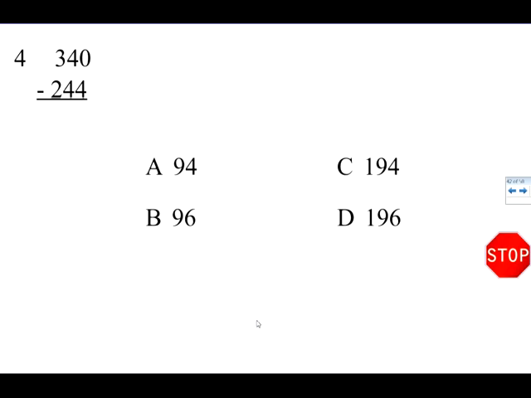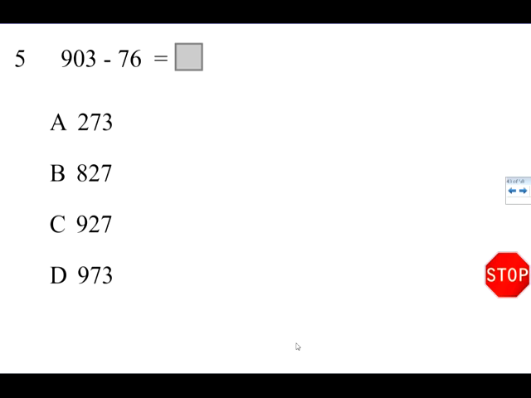This one you might have to stop and actually work out on a piece of paper. 340 minus 244. Is the answer A, 94, B, 96, C, 194, or D, 196? Going on to question number 5. 903 minus 76 equals, is it A, 273, B, 827, C, 927, or D, 973?